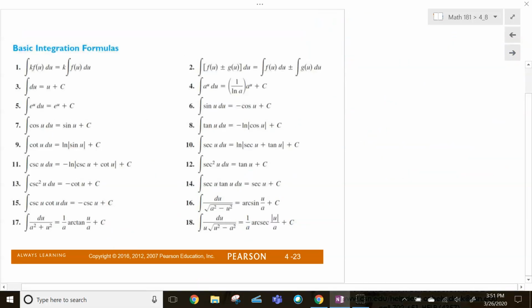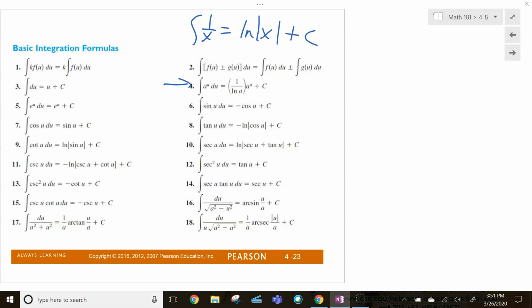Here's just a screenshot of those basic integration formulas that we have. Here's the one that we just used, except with u substitution. And again, don't forget this one as well. Add that to your list if you don't have it on there.